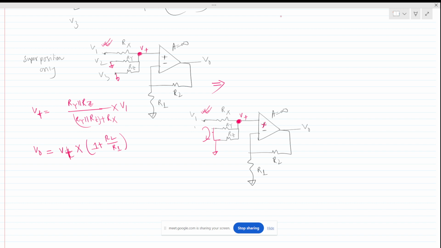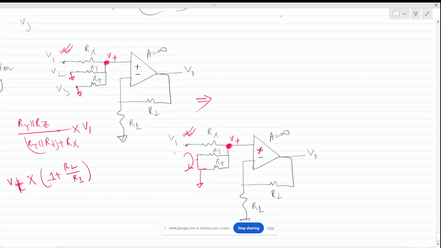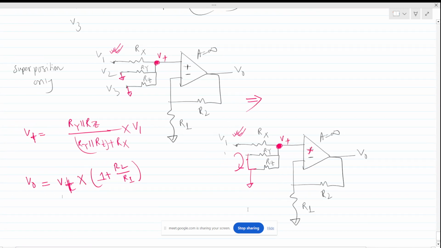Shouldn't we give the input to the inverting terminal here? You have given V1, V2, V3 in the non-inverting terminal, right? So if we give V1, V2, V3 at the inverting terminal, don't we get the adder expression for this case? Yes, we get the adder expression, but with a negative sign.